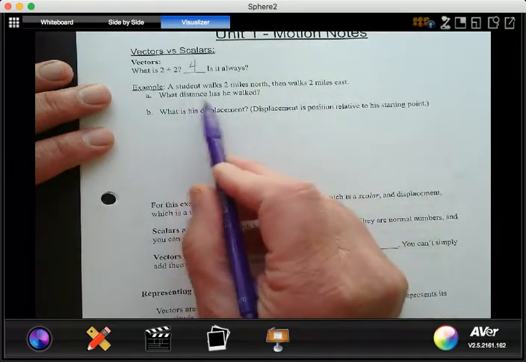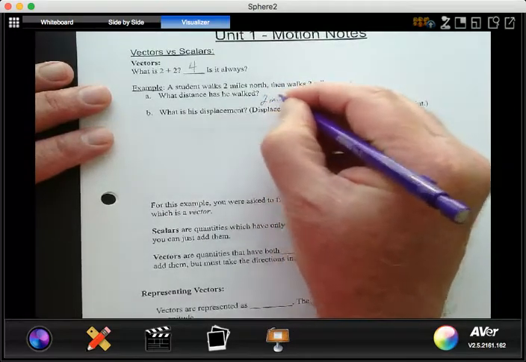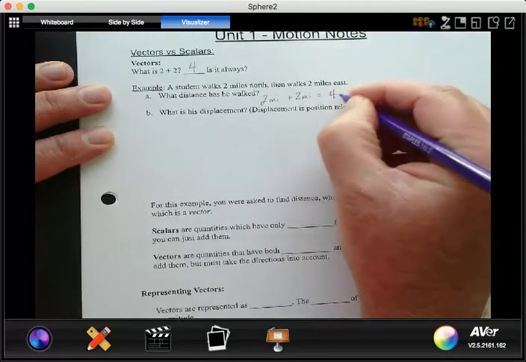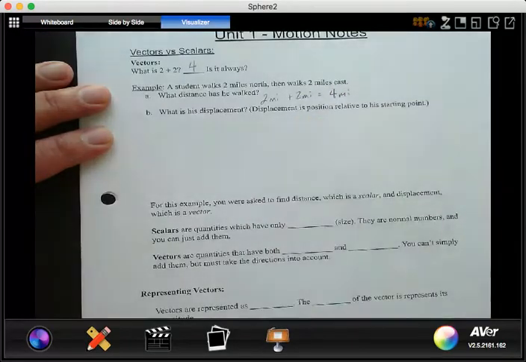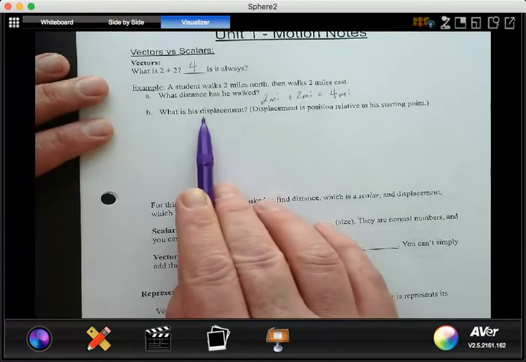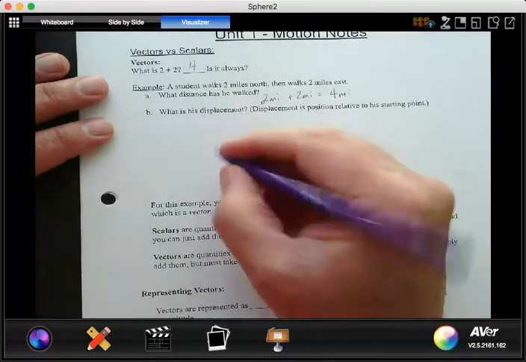And if it says the distance he has walked, well, he walked 2 miles. Then he walked another 2 miles. And that gave me a distance of 4 miles. So yeah, 2 plus 2 did equal 4. But what if I ask it this way? What is his displacement? Displacement is position relative to his starting point.